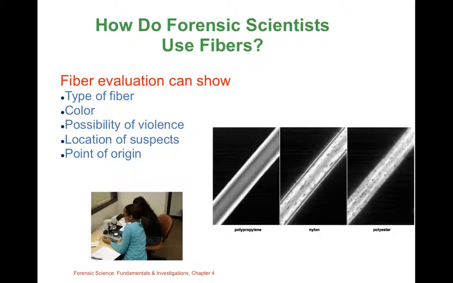If you look at the 3 examples on the right-hand side, those are different fibers: polypropylene on the left, nylon in the middle, and polyester on the right. Those are magnified images, and they look very different. Just like hair, fibers have unique characteristics that can distinguish them and categorize them.